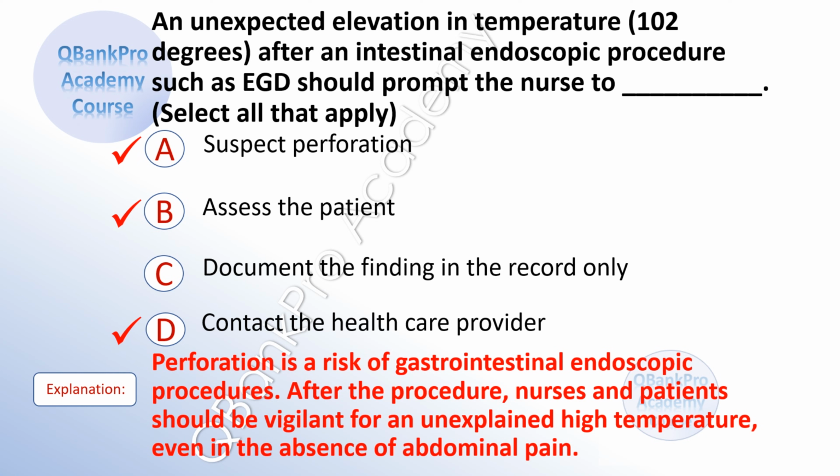The correct answer is A. Suspect perforation. B. Assess the patient. And D. Contact the healthcare provider. Explanation. Perforation is a risk of gastrointestinal endoscopic procedures. After the procedure, nurses and patients should be vigilant for an unexplained high temperature, even in the absence of abdominal pain.